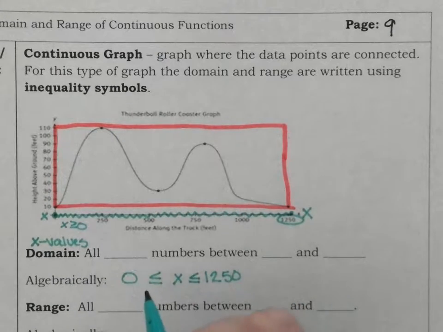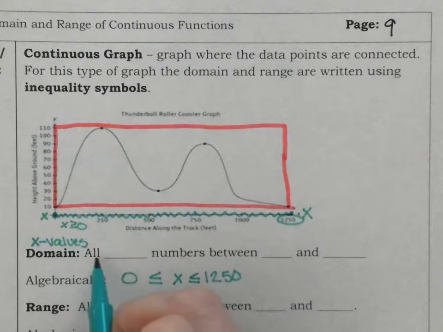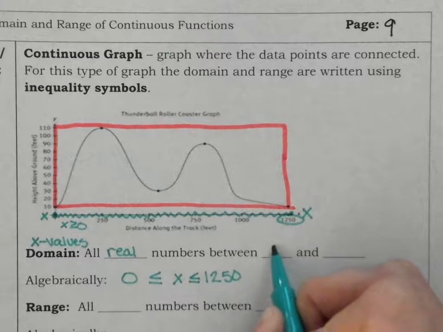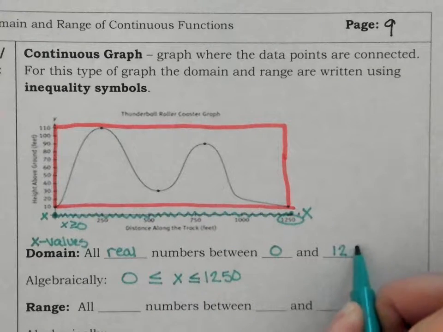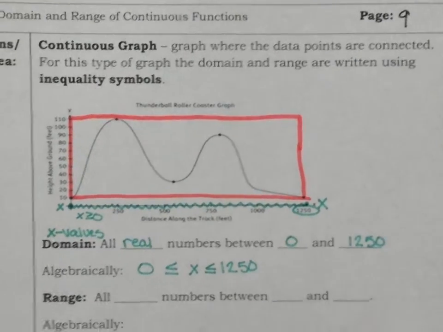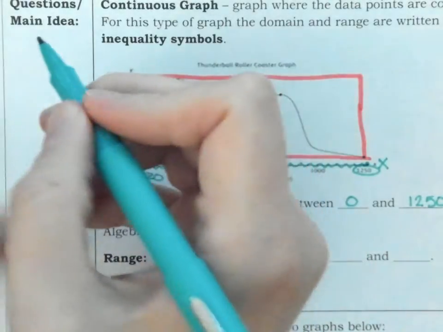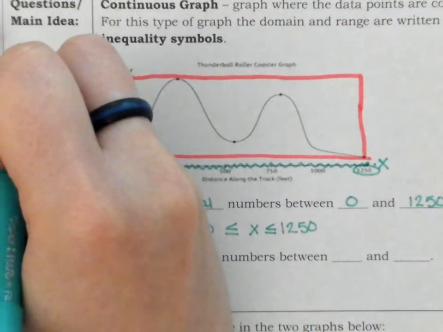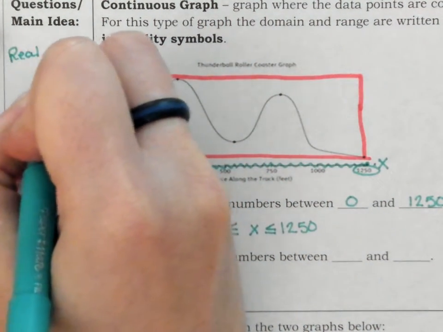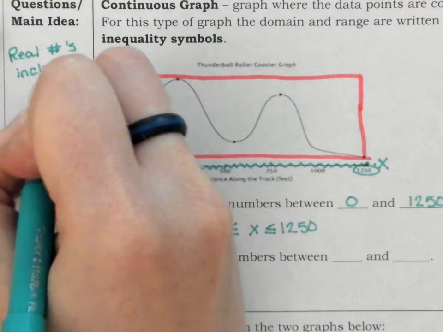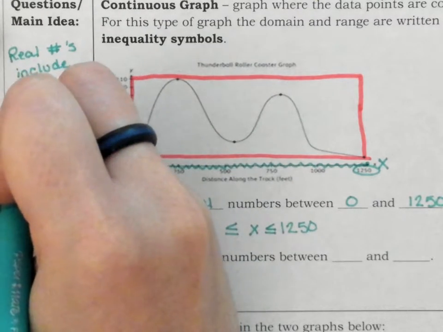Now we also write this in words, and you're going to see them both ways on my quizzes and the STAR test. And so this one would say all real numbers between 0 and 1250. What do we mean by real numbers? So over here on the side, I'm going to write: real numbers include your fractions or decimals.